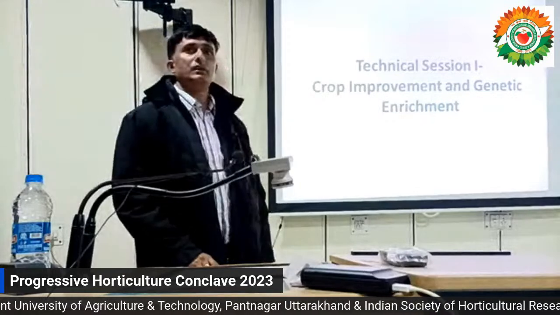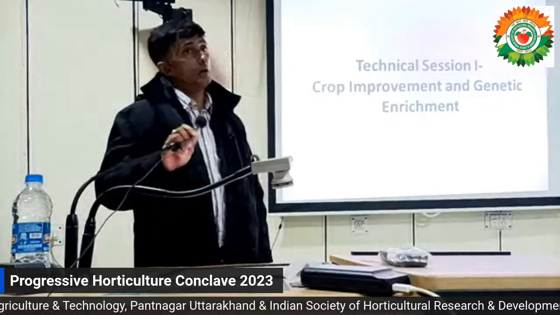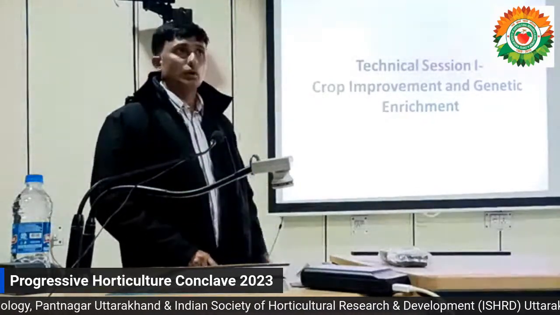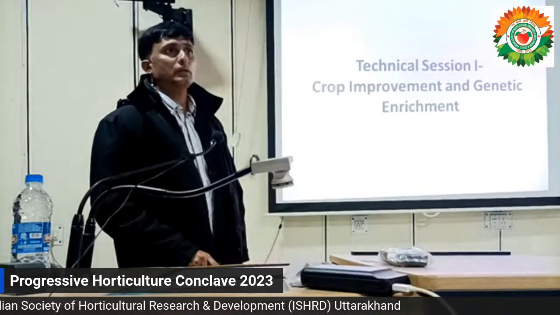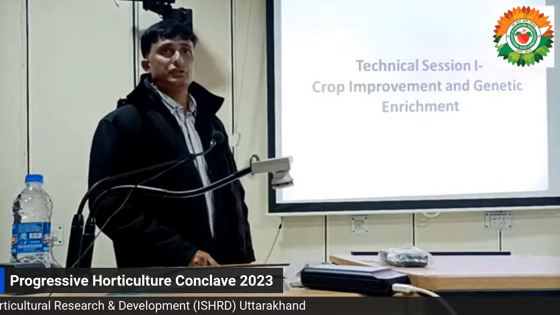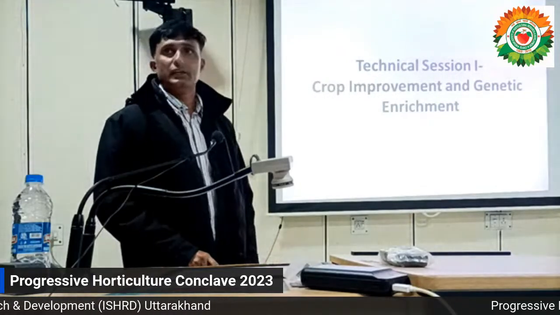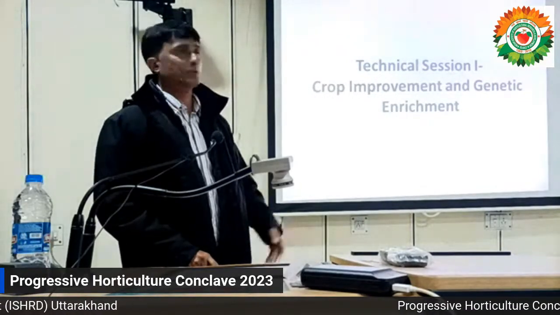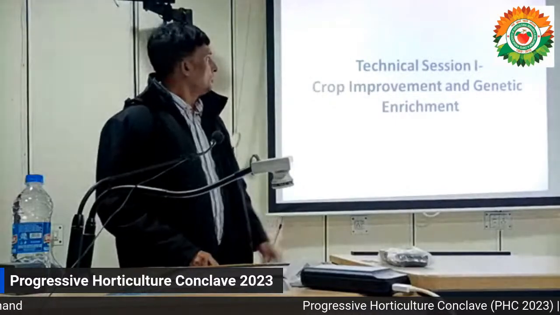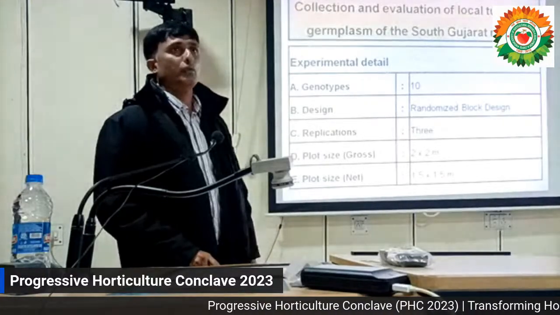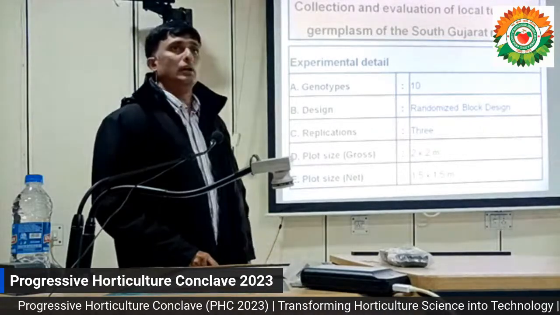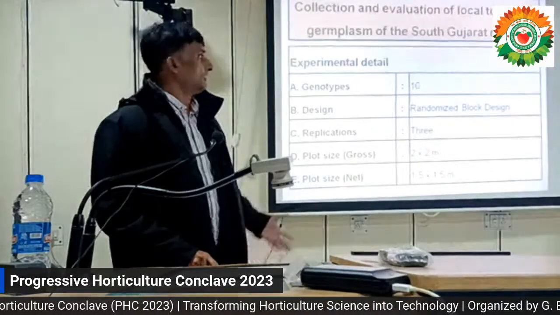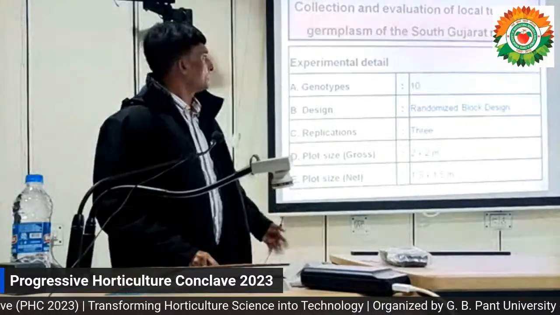My topic is collection and evaluation of local germplasm species around the South Gujarat region. Turf grass, we know, is generally used for sports and also for aesthetic purposes. In most parts of India, particularly the selection one, that is Cynodon dactylon, is widely used as aesthetic turf as well as sports turf. So our present topic was selected to find out the local germplasms that are comparable with this selection one.